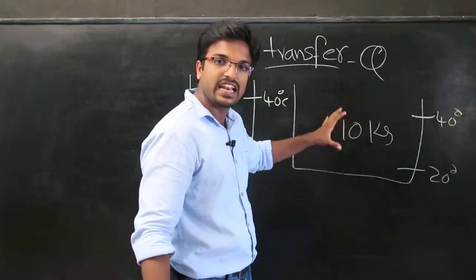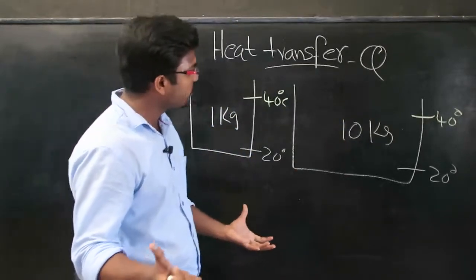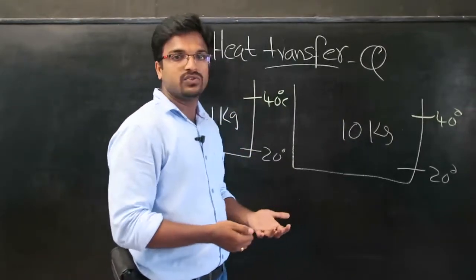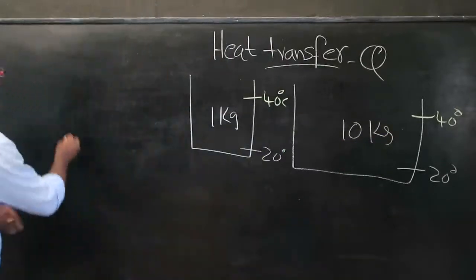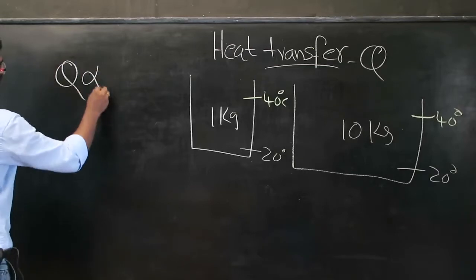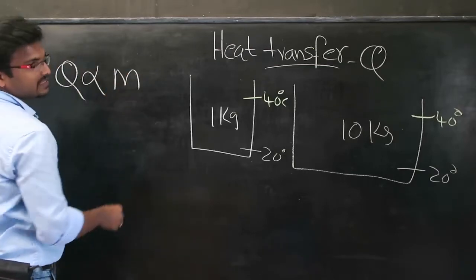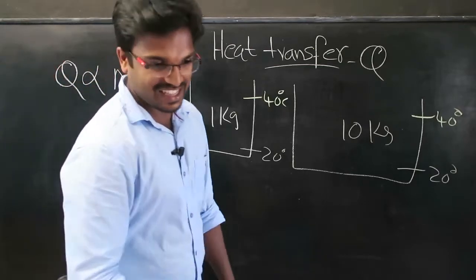Since it is containing 10 kilogram of mass, I will have to give more heat transfer, then only I will be getting 40 degrees Celsius. So heat transfer Q is directly proportional to mass. Am I right?